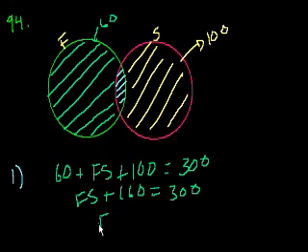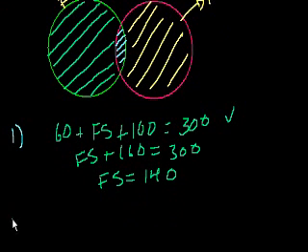Subtract 160 from both sides, and you get the people who study both French and Spanish. That's 300 minus 160, that's 140 people who study both French and Spanish. So statement 1 is sufficient. Let's see what statement 2 gets us.